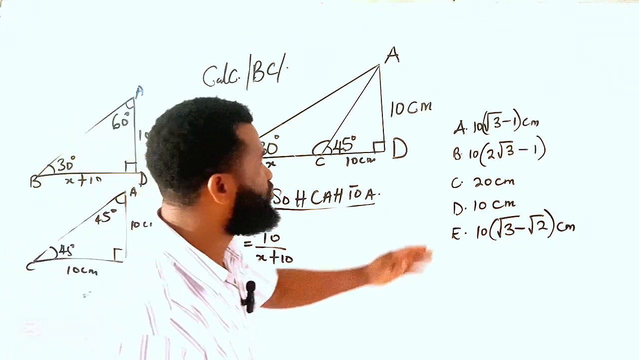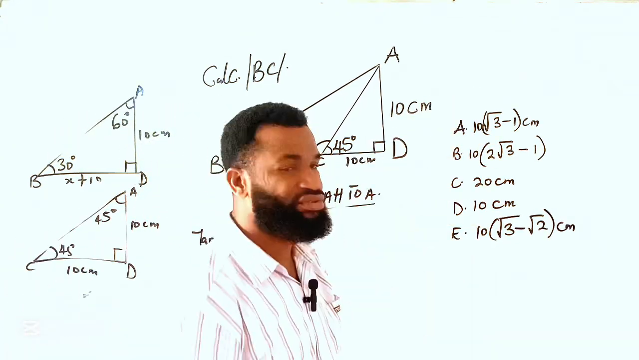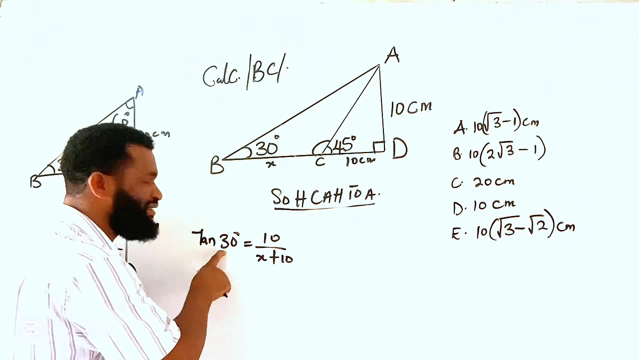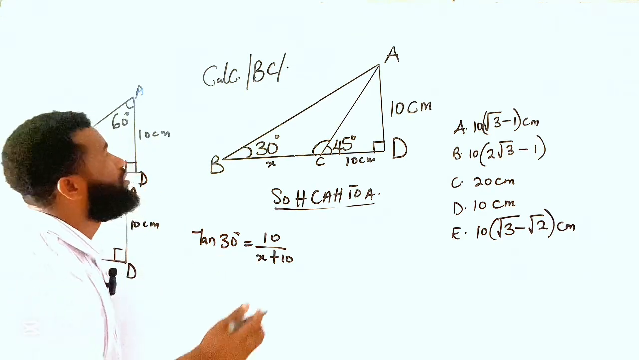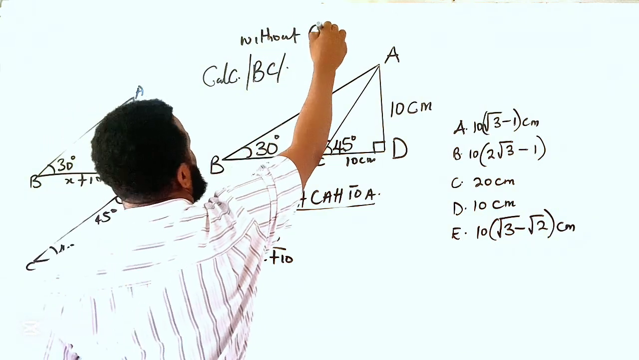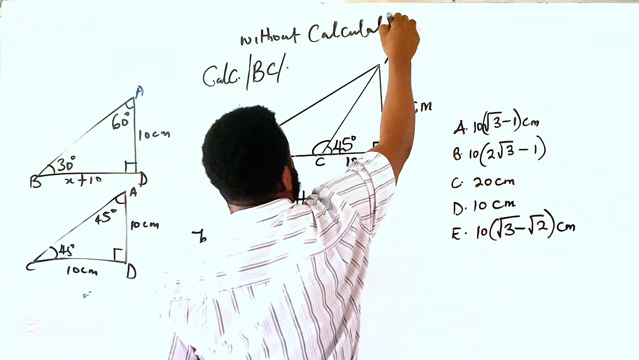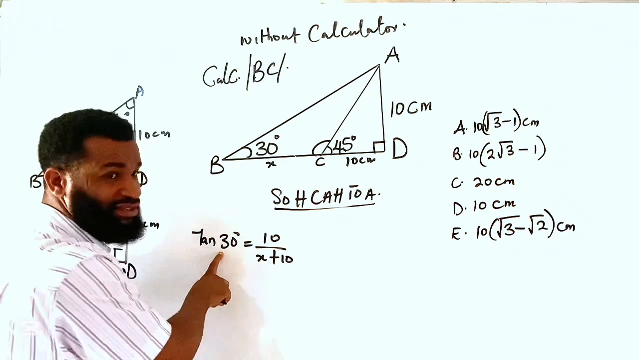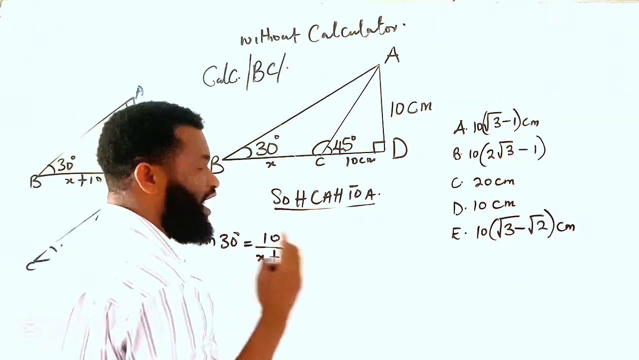Now remember, if you go to my options, they are in root. So I'm going to find what tan 30 is. I'm not going to use a calculator. So I'm going to say without calculator. Now I'm going to find what this tan 30 is.